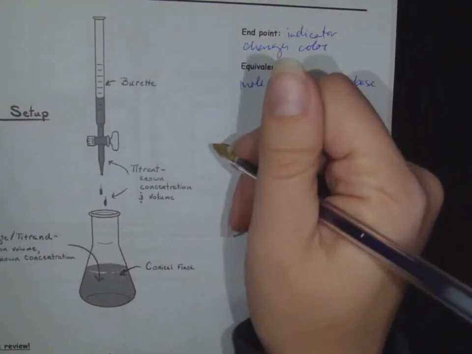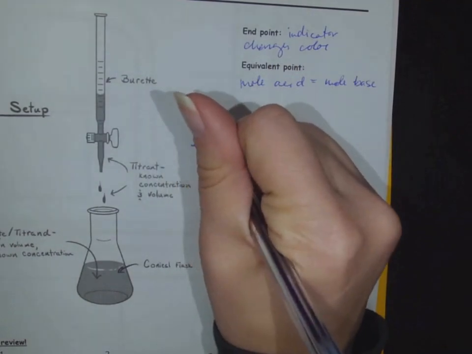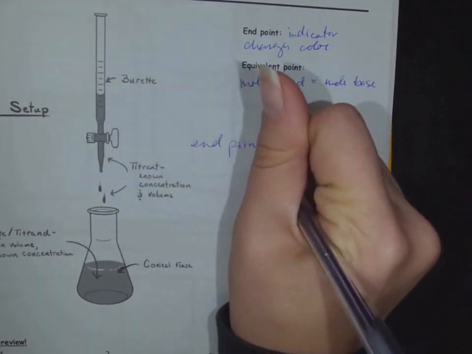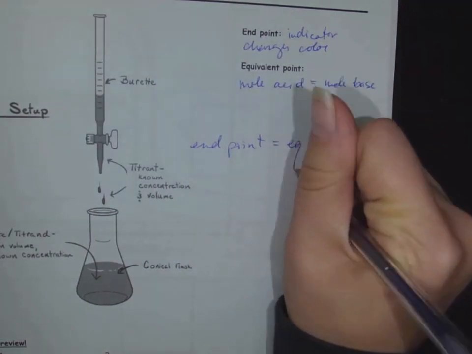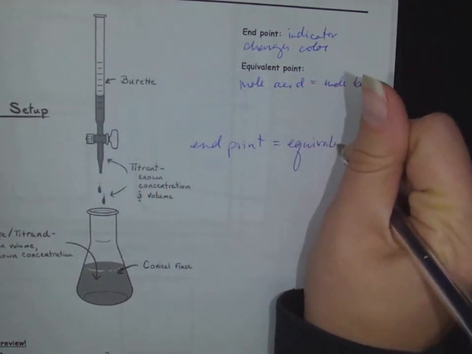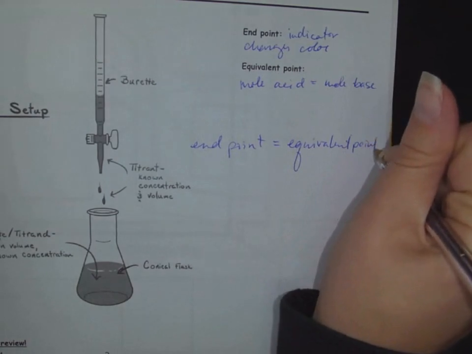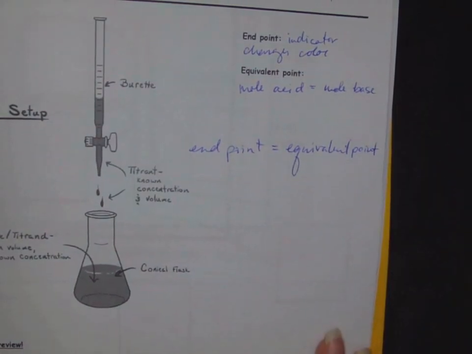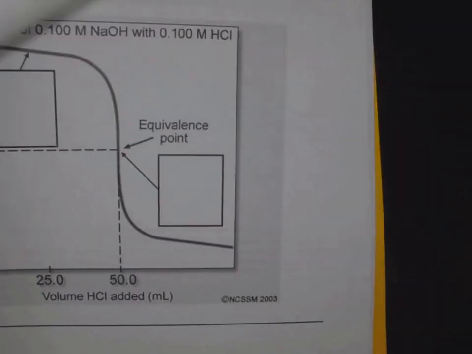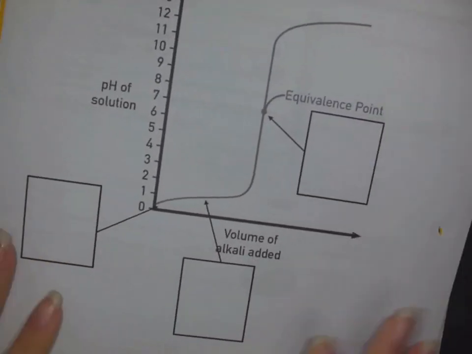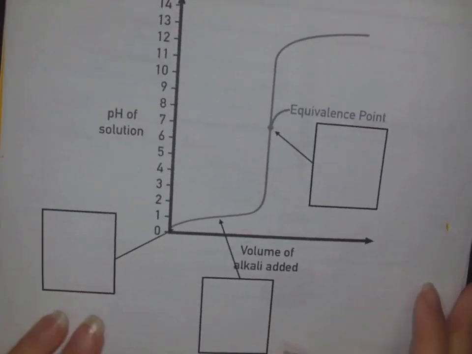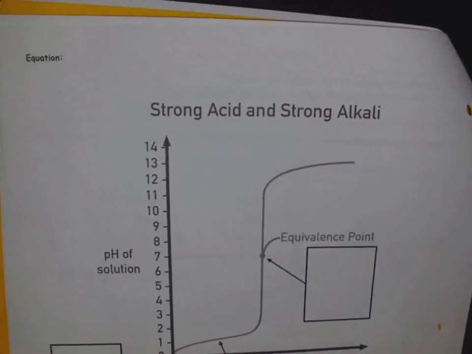Okay, so anytime someone says end point or someone says equivalence point, we can use those interchangeably. Like we can assume that one means the other. Okay. So what's going on? Let's start with an equation.